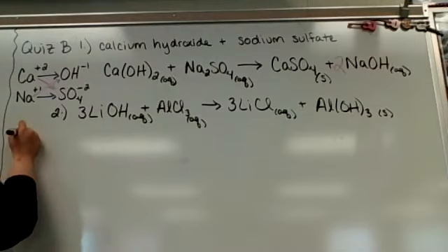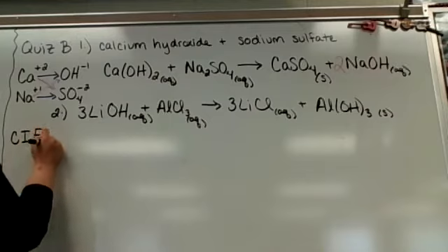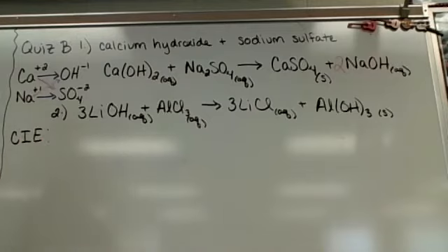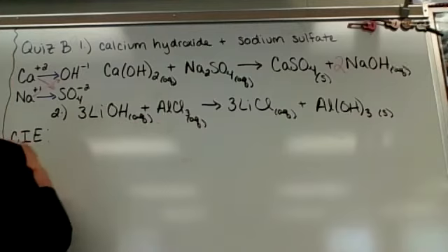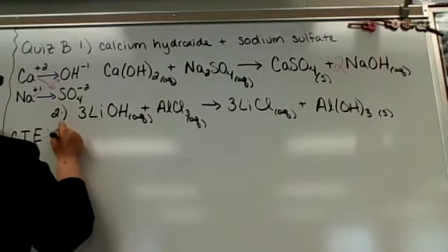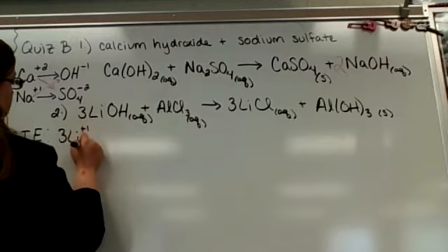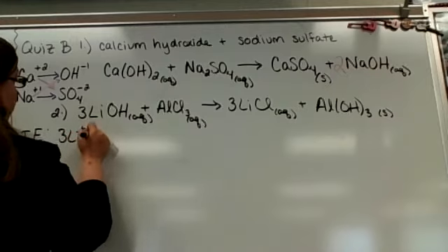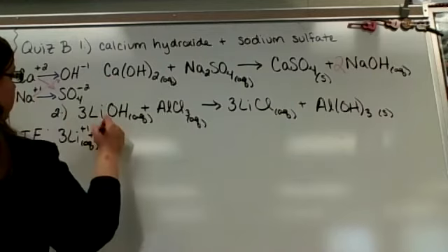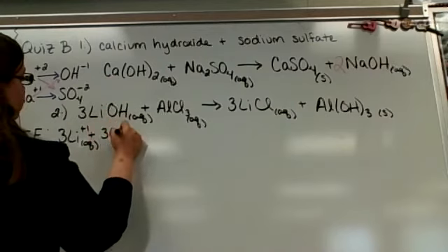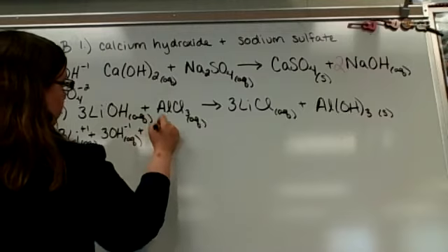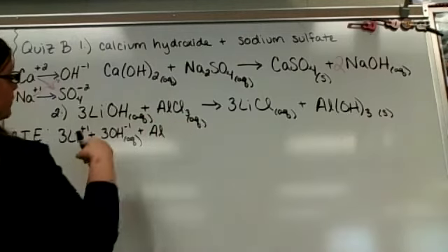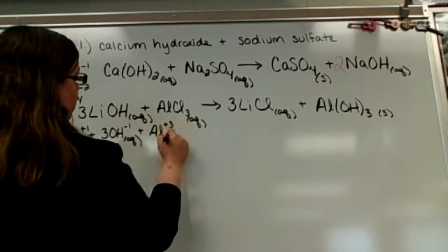So the complete ionic equation, no different than quiz A. We are going to break up all of the aqueous species, keeping our balancing and everything. So 3LiOH aqueous is going to be split apart because it is aqueous. So we get 3Li+1 aqueous. And the 3 also refers to the OH. So we get 3OH-1 aqueous plus AlCl3. We have an aqueous, so we split it apart. So Al+3 aqueous.